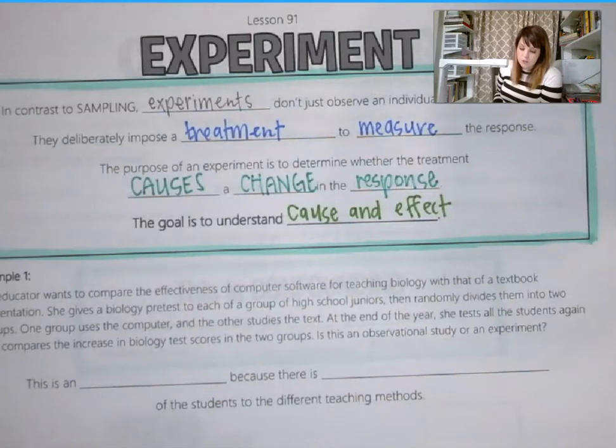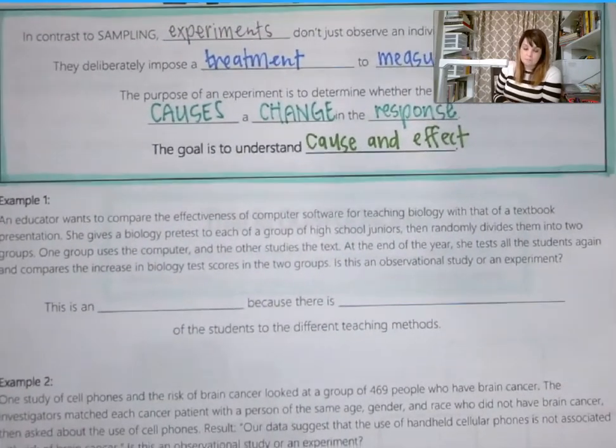So an educator wants to compare the effectiveness of computer software for teaching biology with that of a textbook presentation. So we have computer software or just the regular old textbook. She gives a biology pretest to each of a group of high school juniors, then randomly divides them into 2 groups. One group uses the computer, the other studies the text. At the end of the year, she tests all the students again and compares the increase in biology test scores in the 2 groups. Is this an observational study or an experiment?